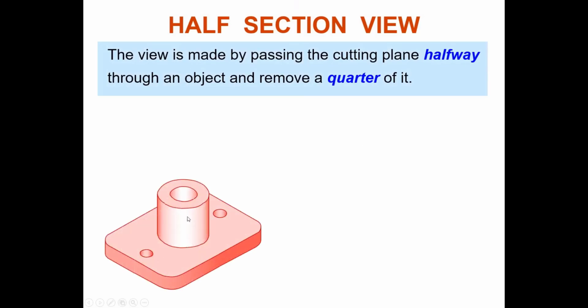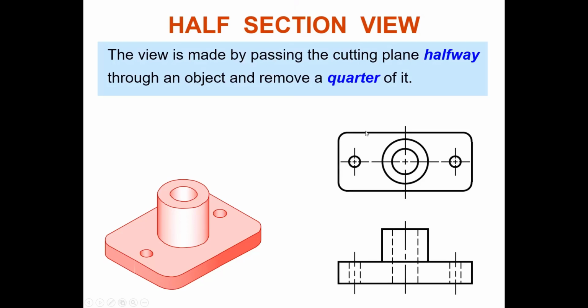Bracket, or what we call this component, a bracket with a column here. You make your typical orthographic drawing like this. You have front and top view, complete with hidden line.